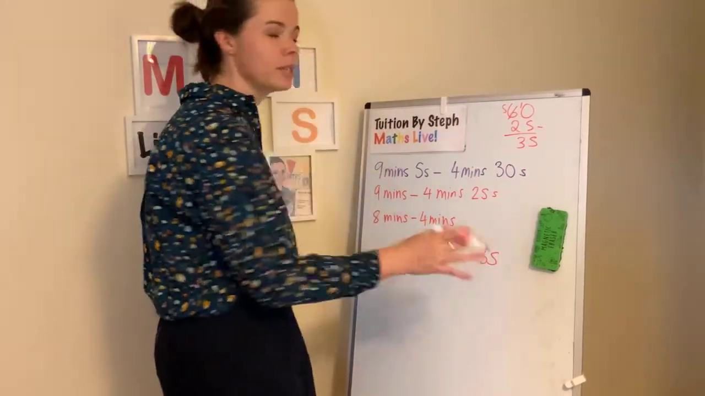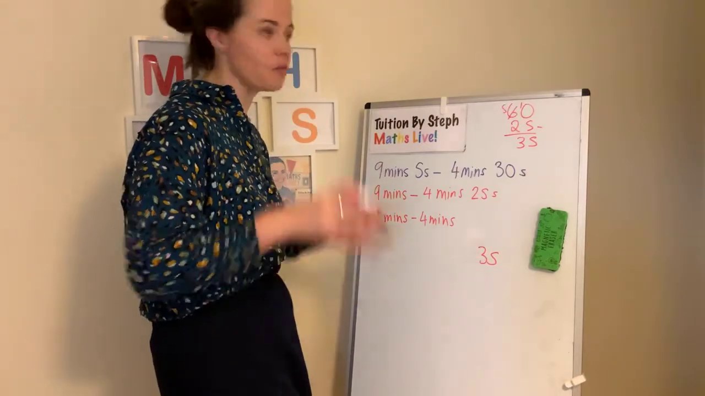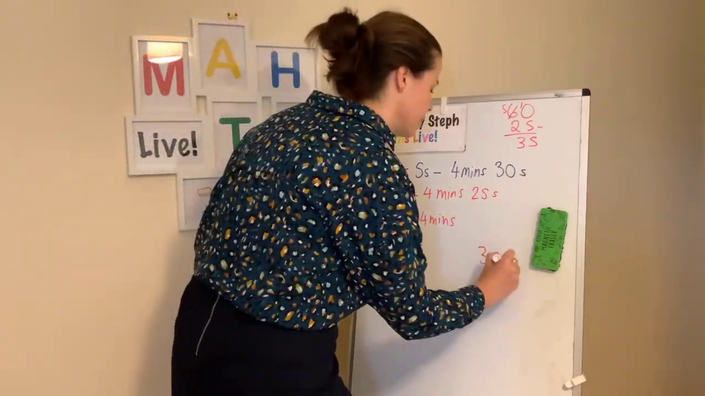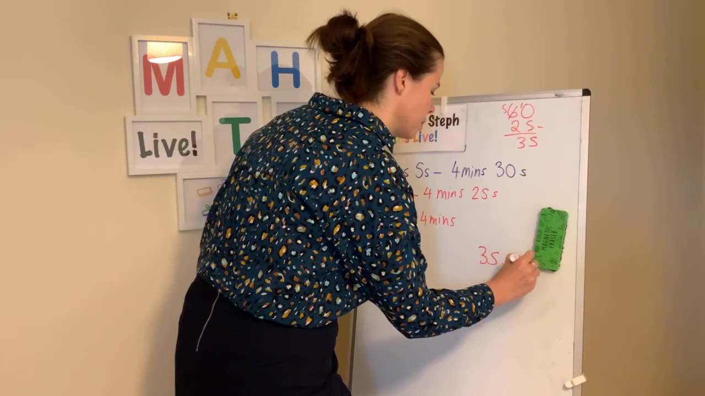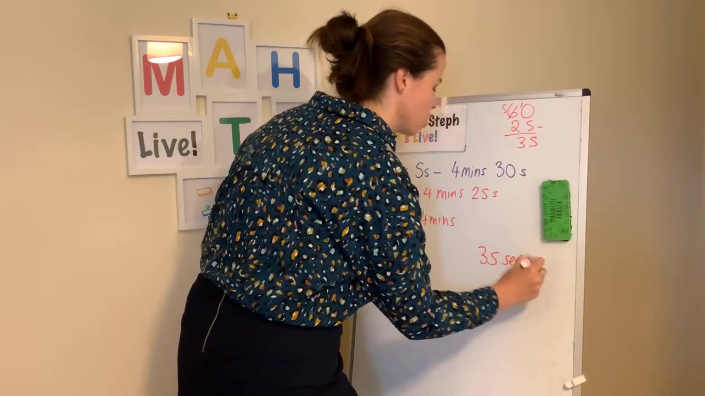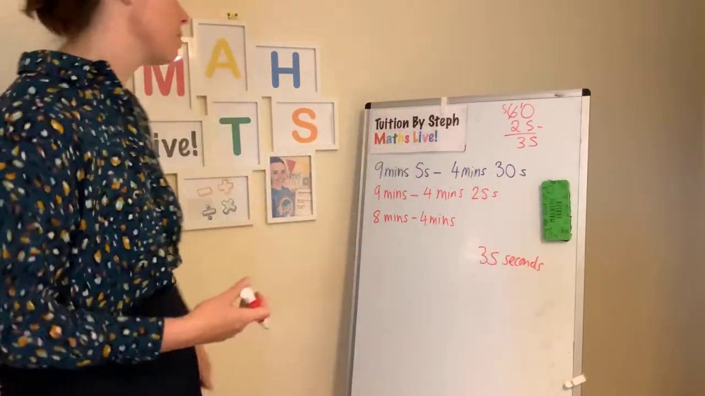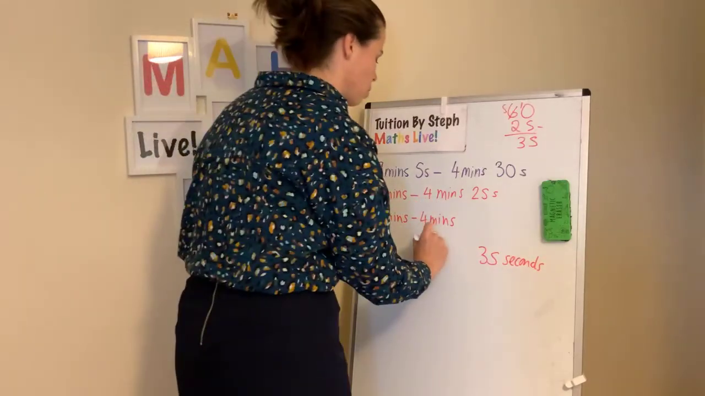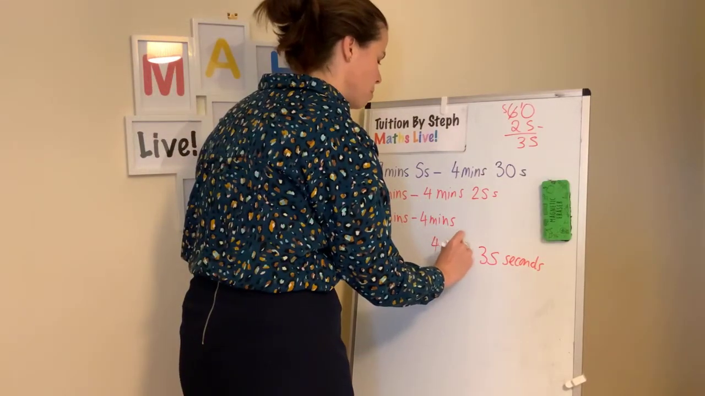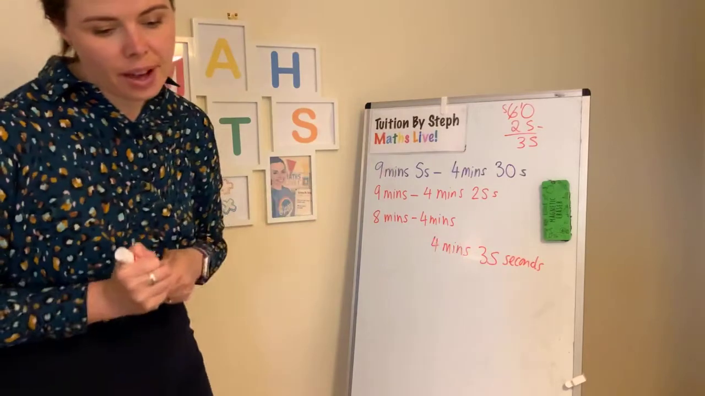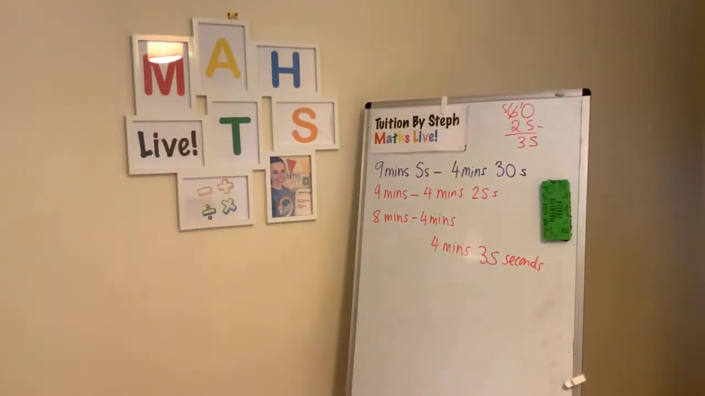We don't want to put it on the next part because we've got our seconds now. Don't put it here because it might make you keep going. And then 8 take away 4 is 4. So it's 4 minutes and 35 seconds. Let's see. Oh, well done, guys.